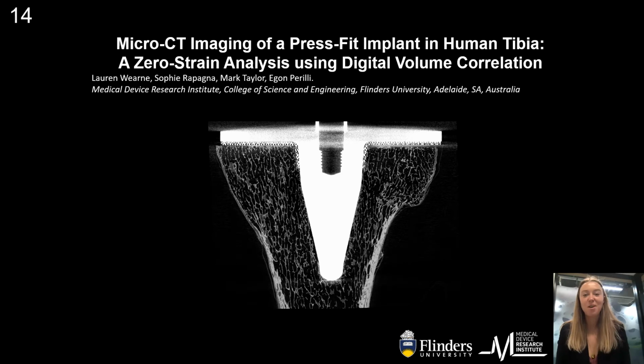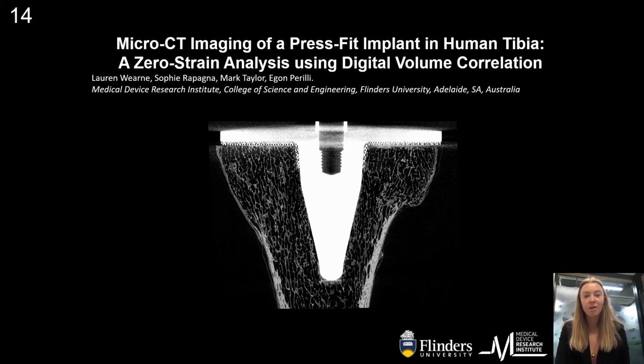Hi, I'm Lauren Wern from Flinders University, Adelaide, Australia. This pilot study is part of a larger study aimed at performing mechanical testing of bone implanted with press-fit prosthesis. Here we assess the zero-strain errors obtained by digital volume correlation, or DVC, in 4 plausible scanning configurations, using a cabinet micro-CT system for a human tibia implanted with a titanium press-fit tray.